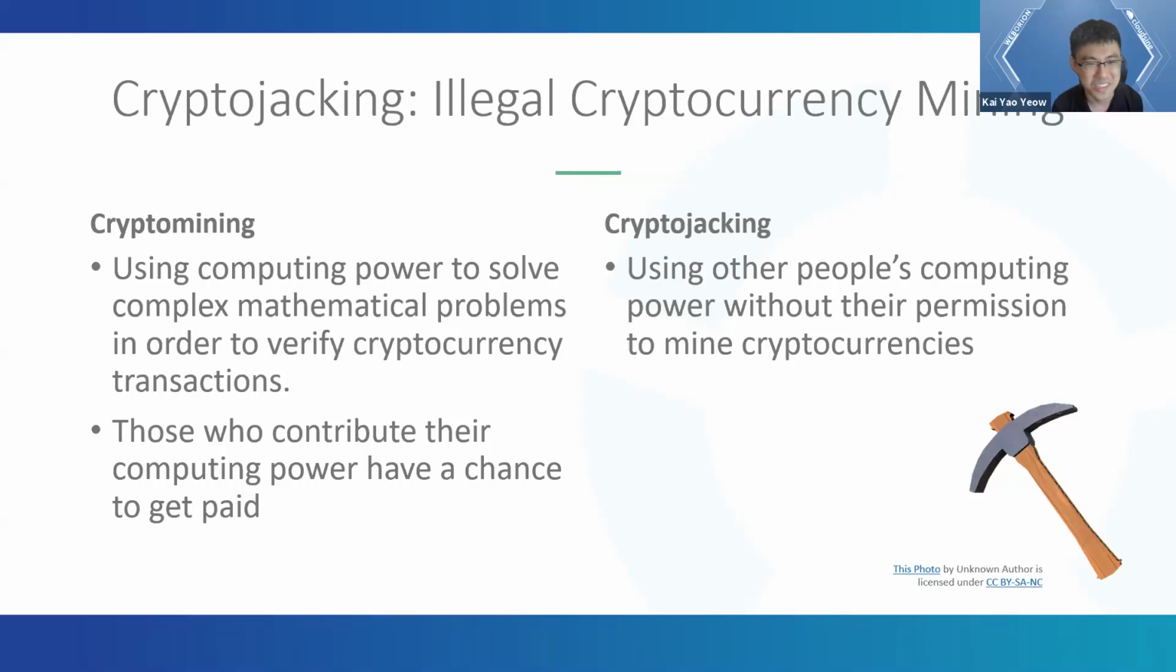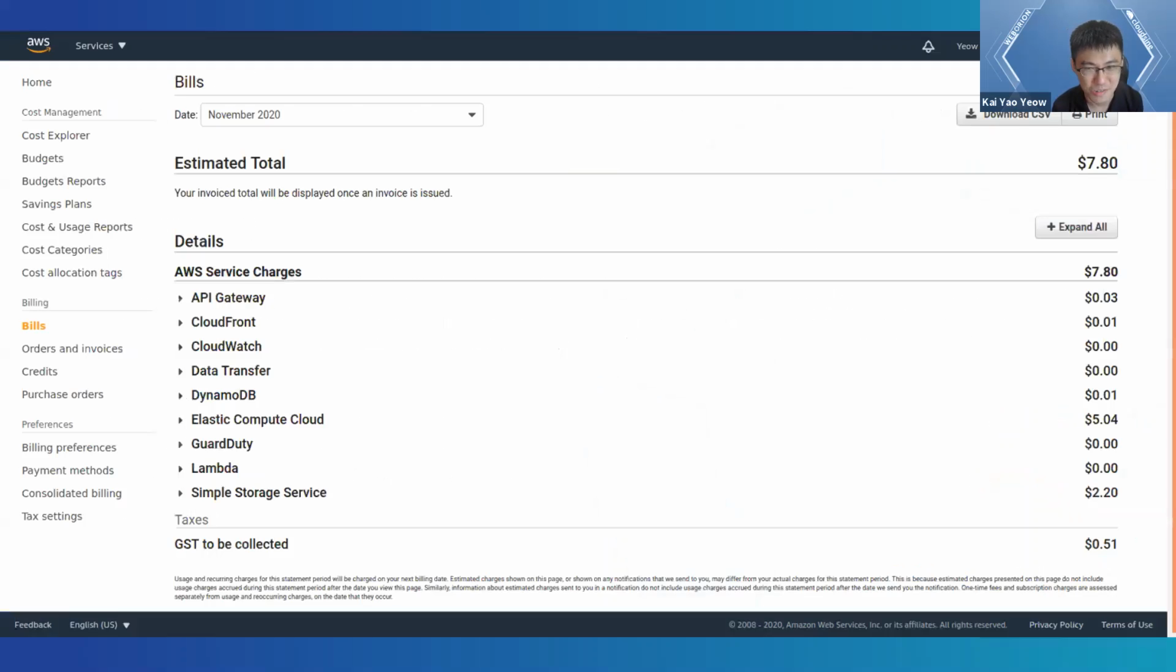So here's one imaginary cryptocurrency mining scenario. Let me move this away. Okay, so this is an example of my AWS bill. You see $7.80.